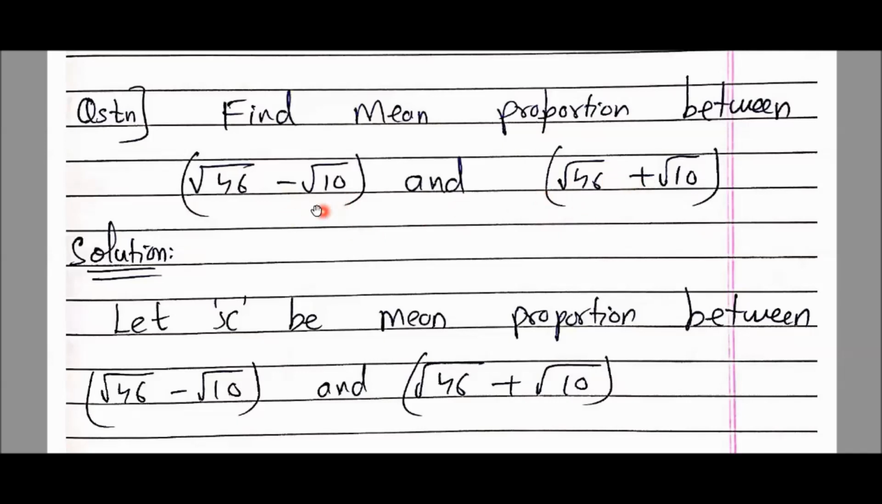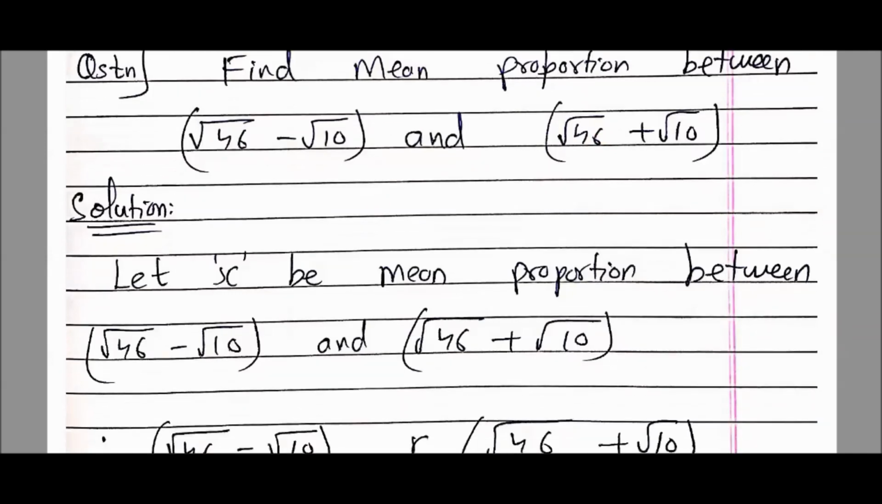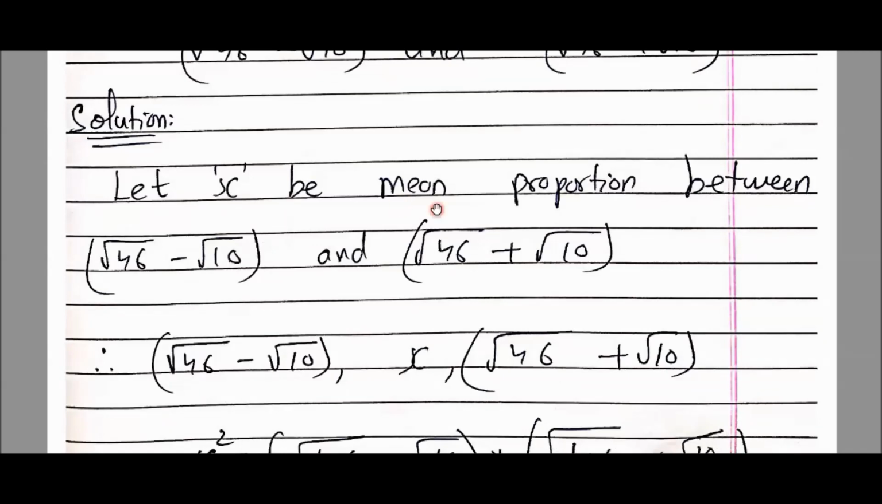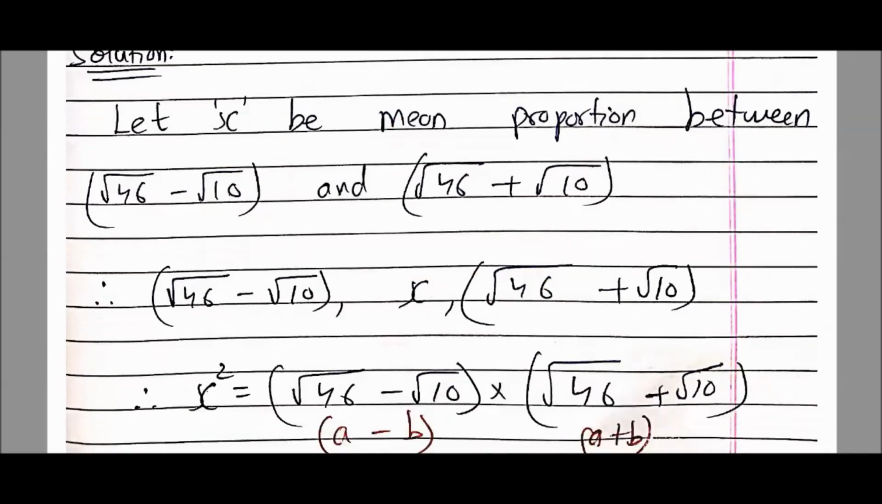Find the mean proportion between these two numbers. This bracket is my first number, and this bracket will be my third number. This is important to understand. I need to find the mean proportion, means this middle number. This is my first number, this is my third number. Let x be the mean proportion between these two. If you understand and write only this thing, students, then I can say 50% of the sum is solved.